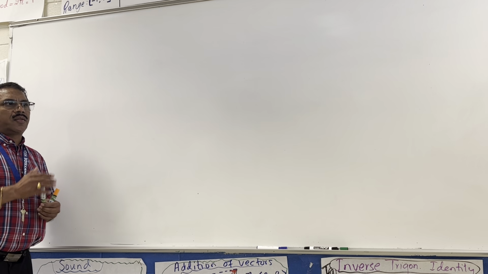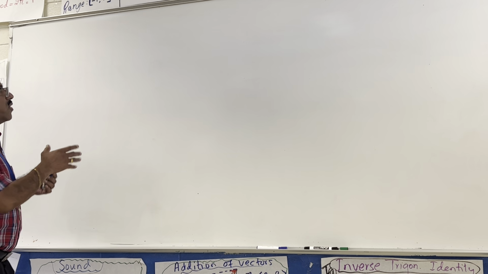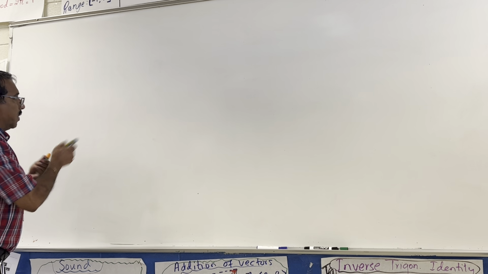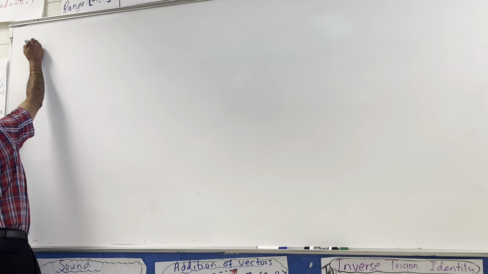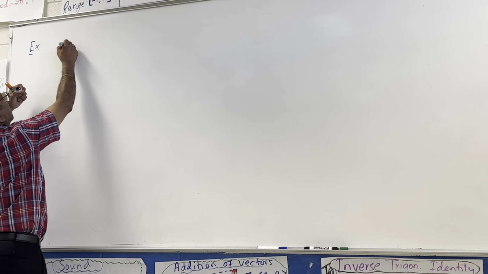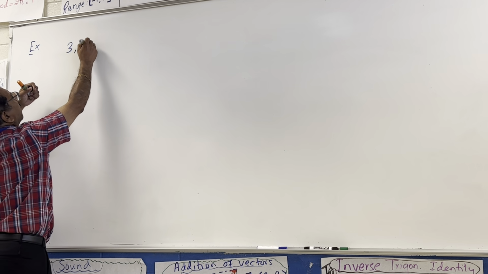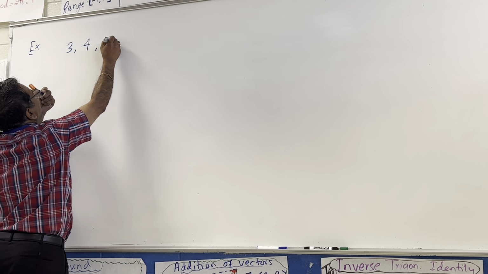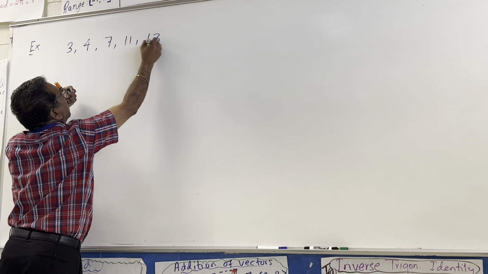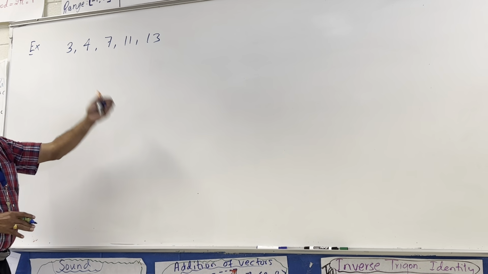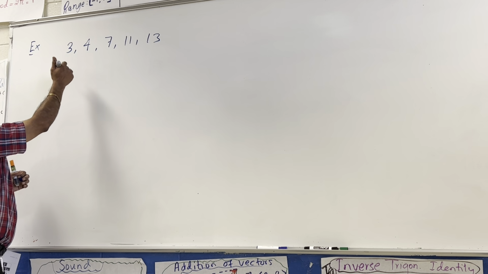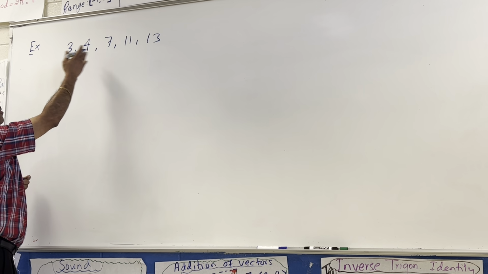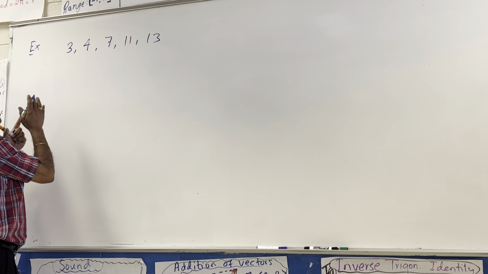The first thing is, what is a sequence? A sequence is just an array of numbers with some order. Let me take one example of a sequence: 3, then 4, and 7. You see I've written some numbers, and we need to see what each number stands for.